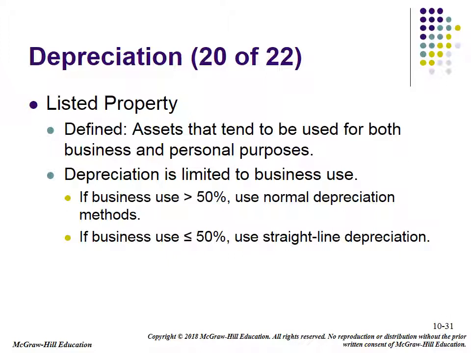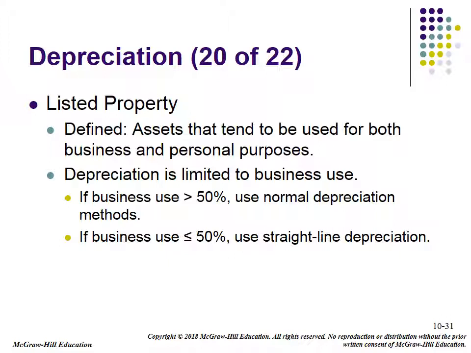Even if the business use of the asset goes above 50% in a future year, once it dips below or equal to 50%, you still use straight line to calculate the depreciation on that asset. So take a quick look on page 10-24.